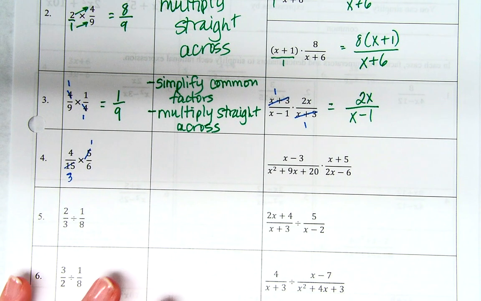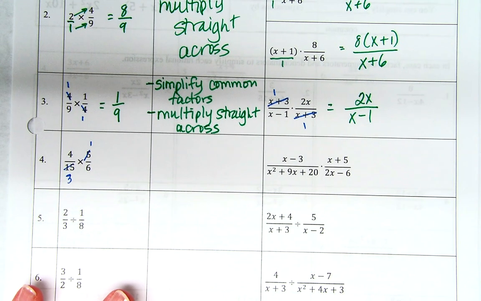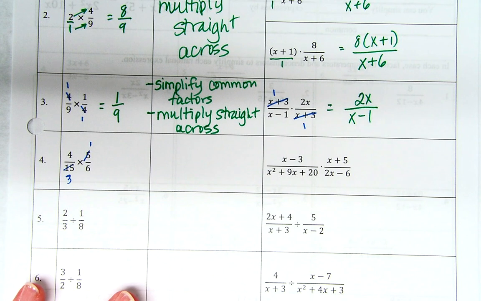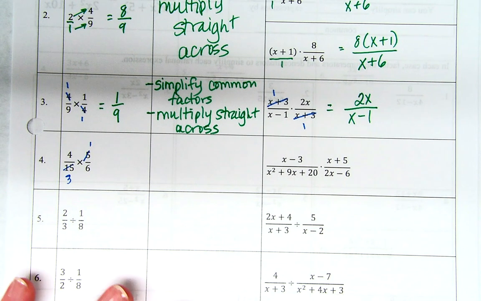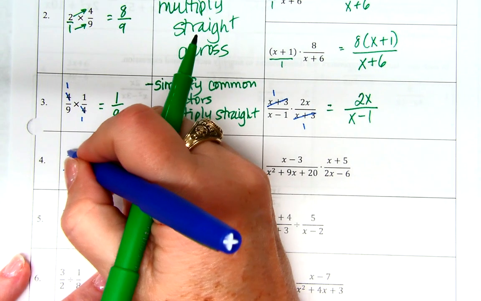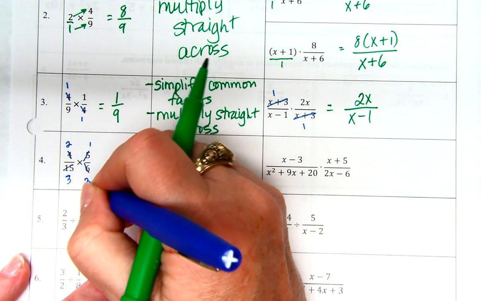Oh, 4 and 6, right? Can I just cross out the 4 and cross out the 6? What's left? Well, it would be a 2 and a 3, right? Good, because the common factor is what? 2, right? They're both divisible by 2. So I have a 2 left here and a 3 left here.